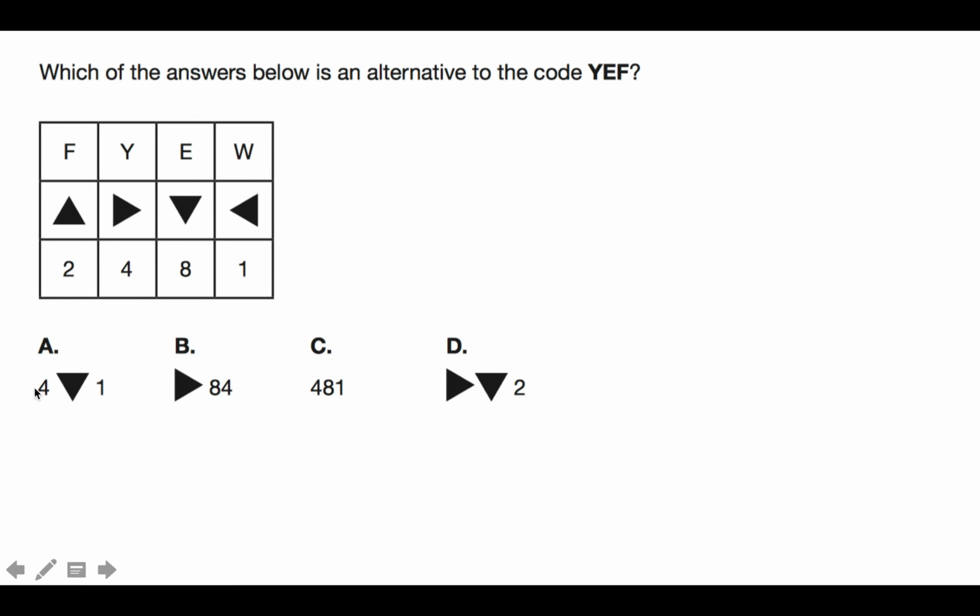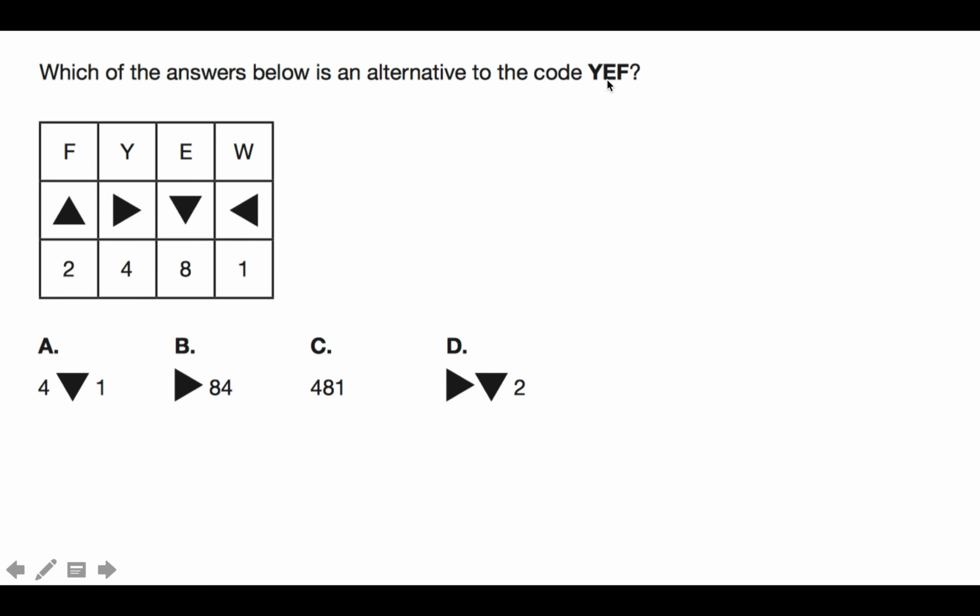If we start on A, it could be A because 4 is in there. It could also be B because that one's in there. And it could also be C because 4 is in there as well. And it could also be D because the triangle that's pointing to the right is in there as well. So at the moment, with the first alternatives, it could be any of them.